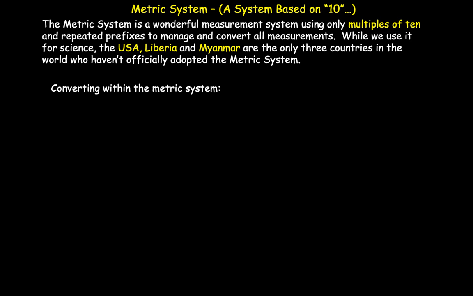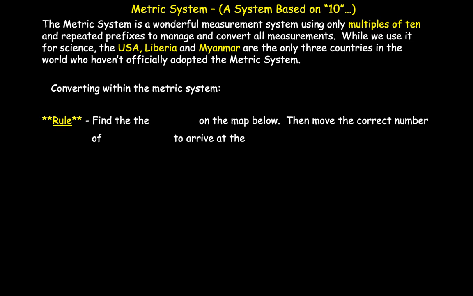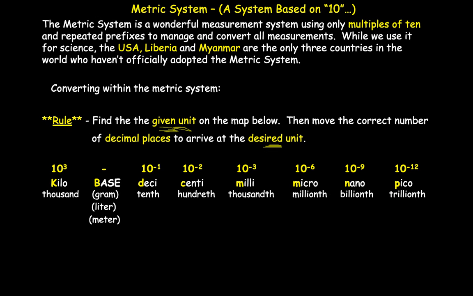All right, so when you convert within the metric system, I like to use the given unit on the map below. You'll see this map, and then move the correct number of decimal places to arrive at your desired unit. So you have a given unit, and then you have a desired unit, and you're going to move those decimal places. If you look at this little map here, we have our base unit, which is our home base. That's important.